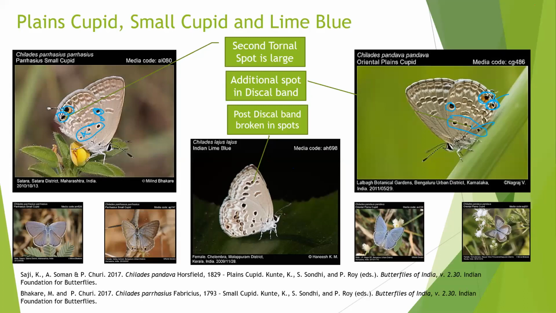The lime blue is quite distinctive. These 2 Cupids have a tail. The lime blue doesn't have a tail. And of course, you will find, okay, there are 4 spots here.